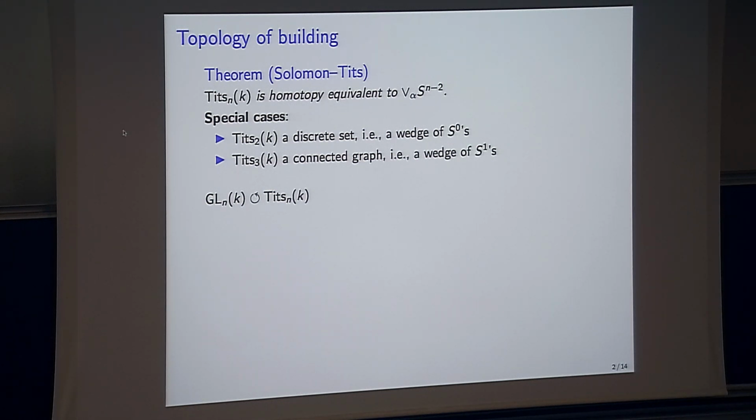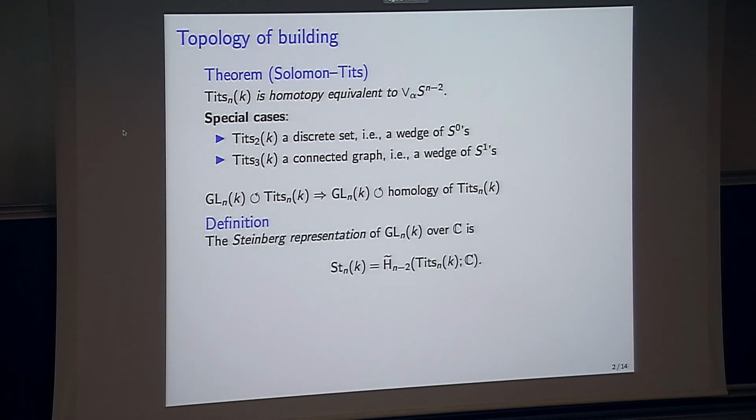And so it acts continuously on this simplicial complex, and therefore it acts on the homology of this simplicial complex, right? And well, there's only one interesting homology, namely the homology in degree n-2, because these are wedges of n-2 spheres. Therefore, that has a name.